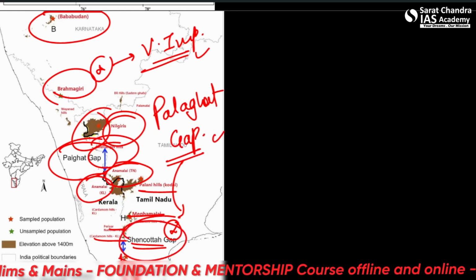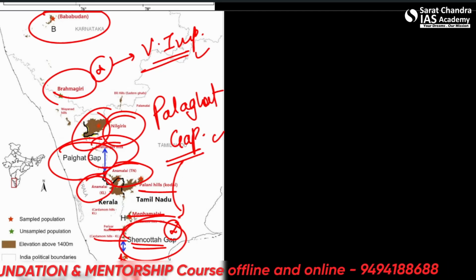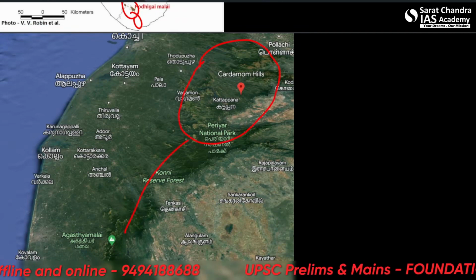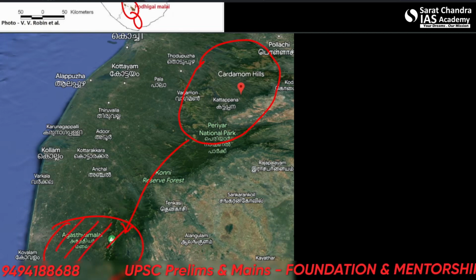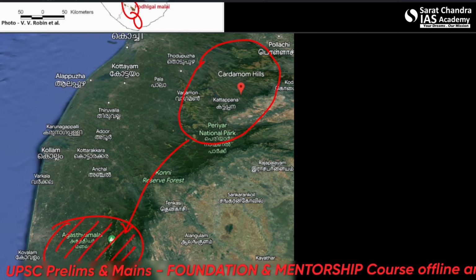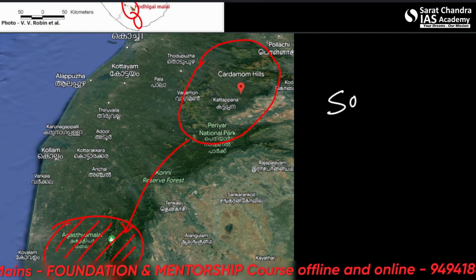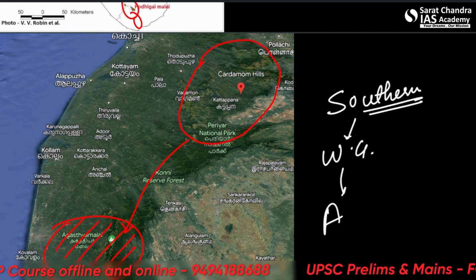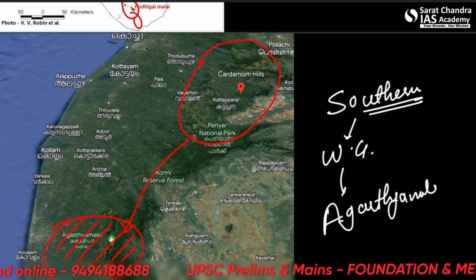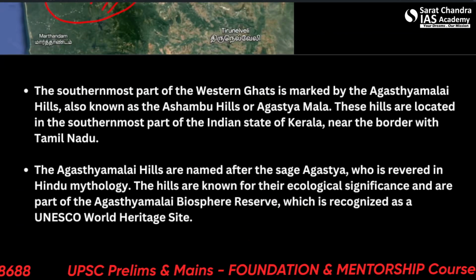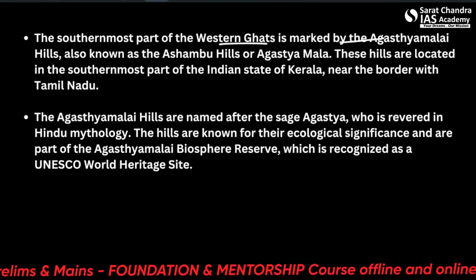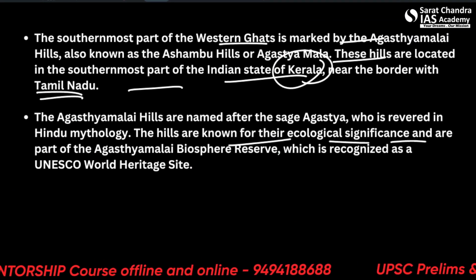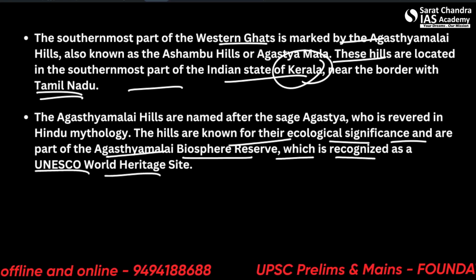And we have already seen these two hills, the Agasthamala and the Cardamom Hills. These are Cardamom Hills here, as we've seen on the Google Maps. And these are the Agasthamala Hills. So Agasthamala Hills form the southernmost part of the Western Ghats. These are located in the southernmost part of the Indian state of Kerala, near the border with Tamil Nadu. And these are known for their ecological significance and are part of the Agasthamala Biosphere Reserve, which is recognized as a UNESCO World Heritage Site.